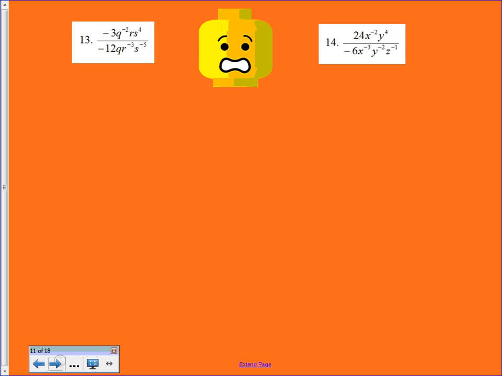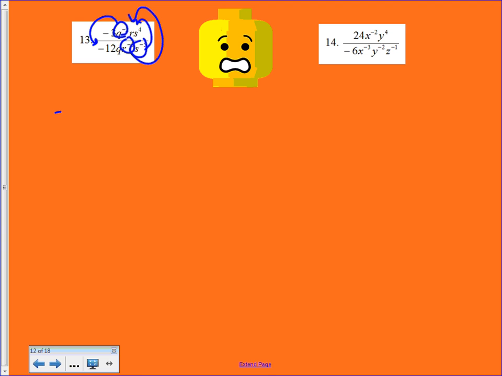Okay, let's take a look at these. Again, these look crazy scary, but all I suggest is taking it letter by letter, bit by bit. So the first thing we're going to do is I'm going to get those negatives, and I'm going to bring them to the correct side. So this q to the negative 2 is going to come down. This r to the negative 3 is going to go up, and this s to the negative 5 is going to go up. So I'm going to take care of all of my negative exponents.